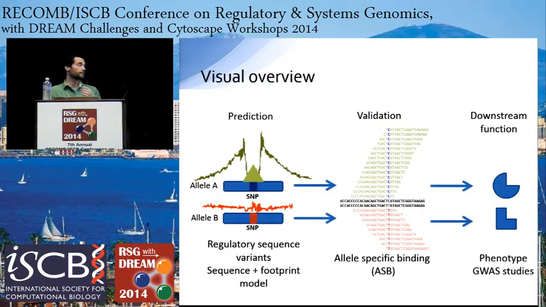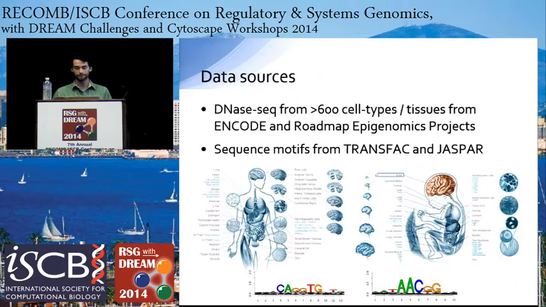In this talk, I'm going to describe how we've used DNase footprinting to generate a set of predicted regulatory variants, how we validated them using allele-specific binding analysis, and finally, how we've tried to integrate our annotations into GWAS studies to show some downstream function of these variants.